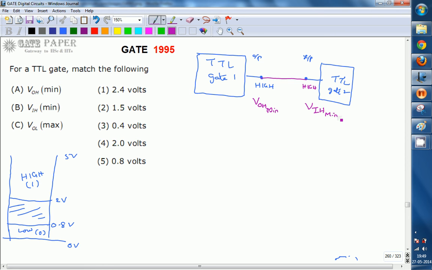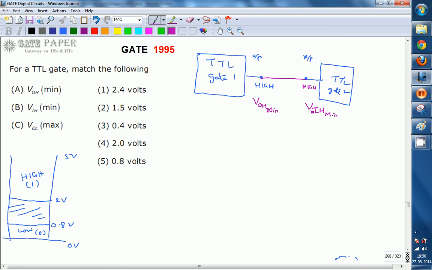Remember that VIH minimum is the minimum acceptable input voltage at high level, the minimum acceptable high voltage so that the node is treated as logic 1. VOH minimum is the minimum acceptable output voltage so that the node voltage is treated as logic high. So what can be the relation between these two, which has to be higher?